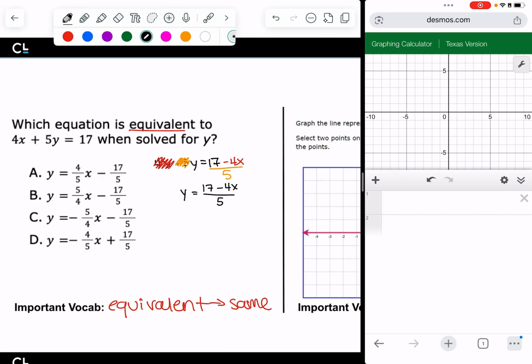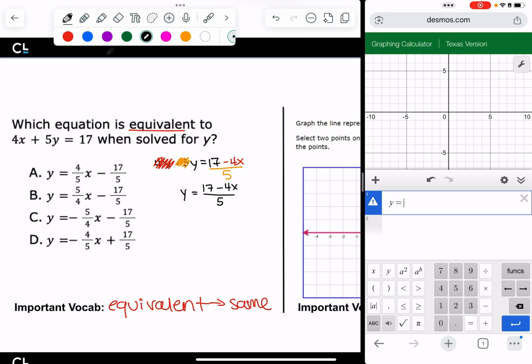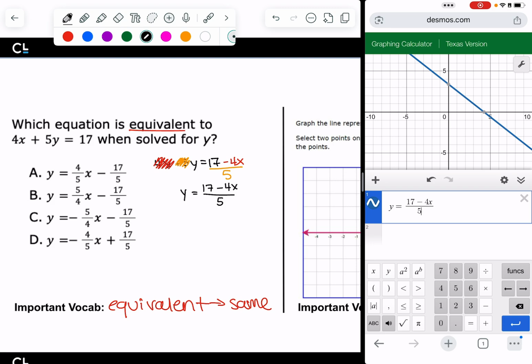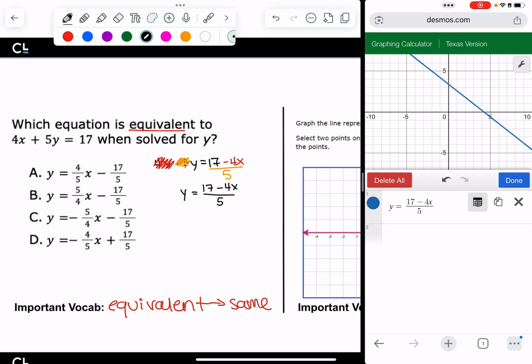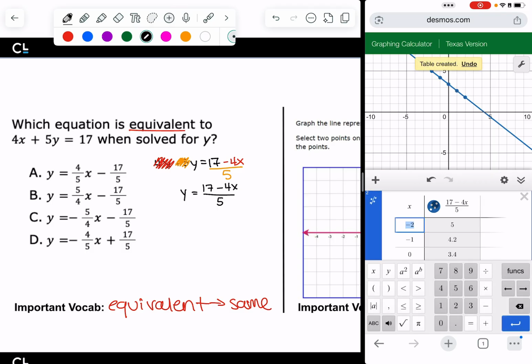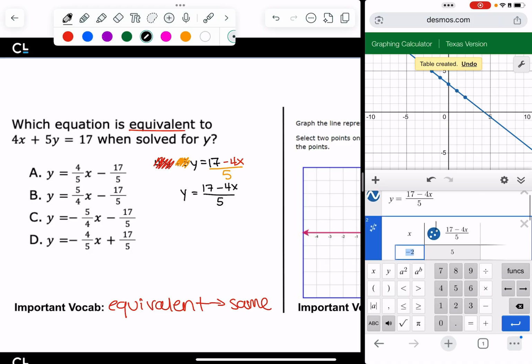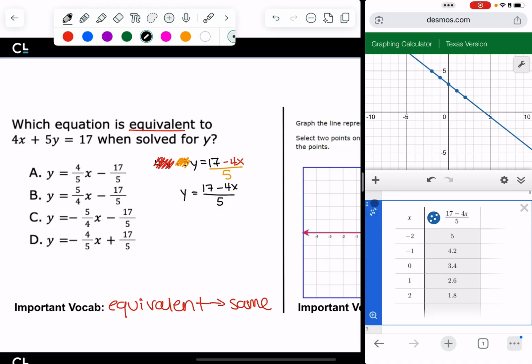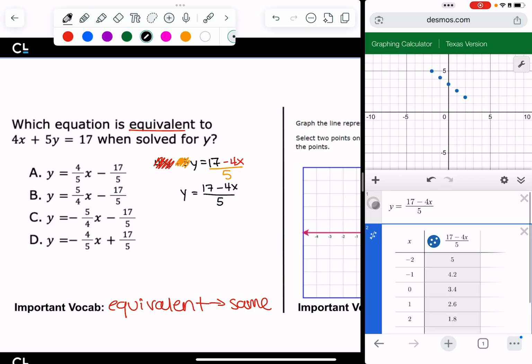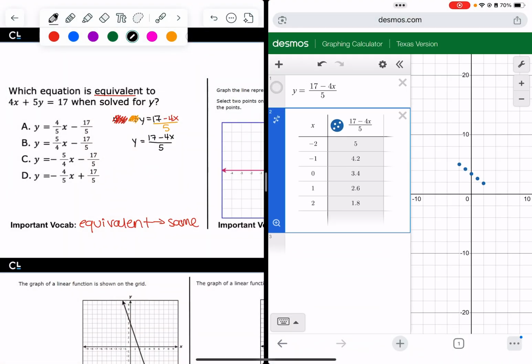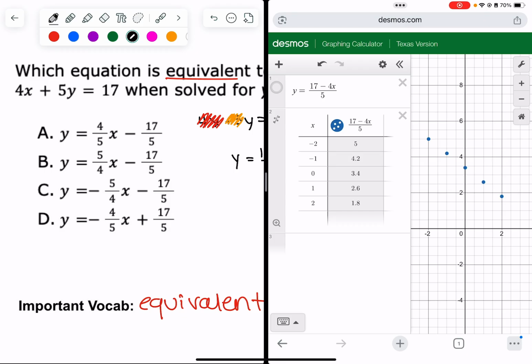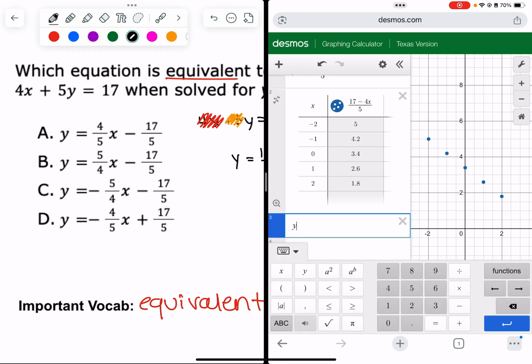So I'm going to graph that in Desmos. Y equals, put my fraction symbol, 17 minus 4x over 5. And it gives me this equation right here. If I want to make a table, because I'm going to try to graph these and match them, I'm going to press this button right here, table, and it creates these dots. I'm going to take the color off this blue one right there. And now I'm going to graph my answer choices. So now I'm just trying to see which one lands on them like we did the other day.